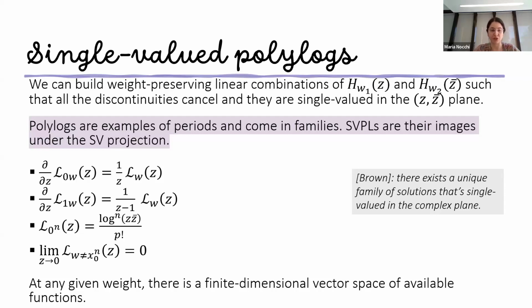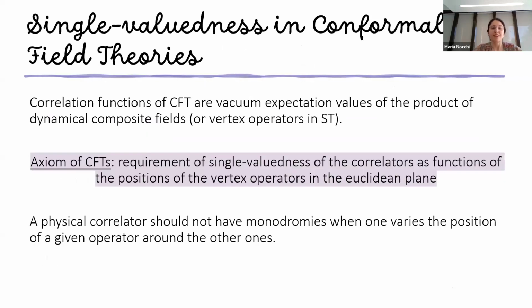So there is a map, which is unique, which takes a multi-valued polylog and returns a single-valued one. As you see, they are exactly the same relations as before, but for example, when you have Z, you have to take now Z Z bar, which is a single-valued combination, and so on. And the last thing that I want to say is that at any given weight, there is a finite dimensional vector space of available functions. That is important because if you want to use these kind of functions for your ansatz, the ansatz by definition has a finite number of coefficients.